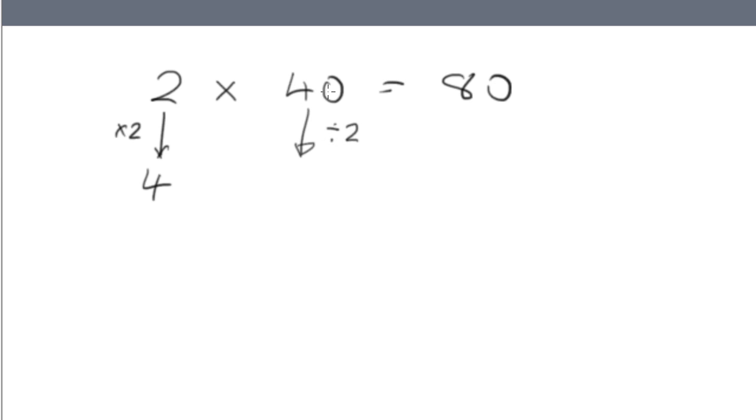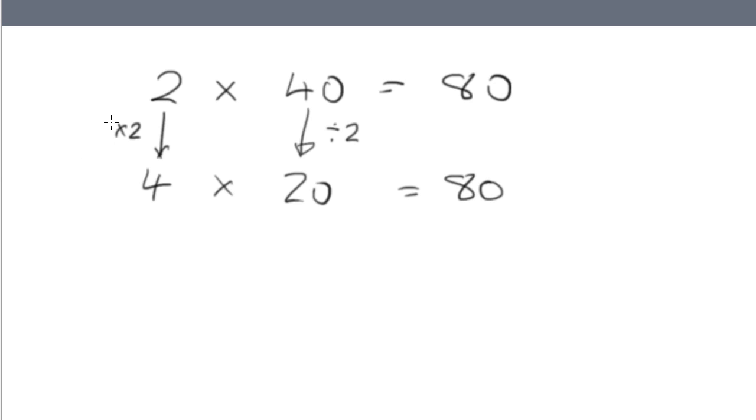So if you take, for example, 2 times 40 is equal to 80. Now what I can do is take this digit here, 2, and multiply it by 2 to give me 4. Whatever I do to the left-hand digit, if I do the opposite to the right-hand number, I'll retain the equation. Here I've multiplied by 2, so the opposite is divide by 2. If I divide by 2, I end up with 20. So 4 times 20 is also equal to 80.